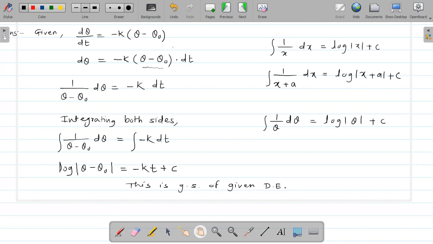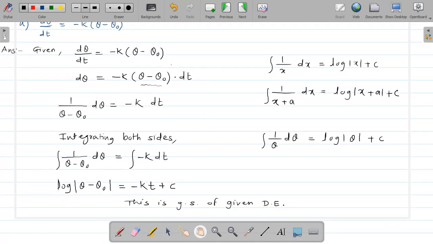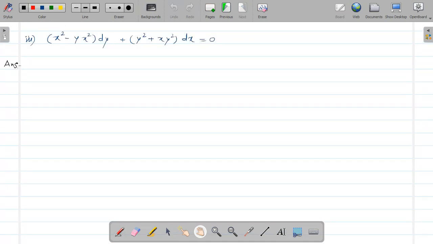Okay, so see how you will get the solution of a differential equation by the variable separable method. Now let us take the third example. The differential equation is given: (x² − y x²) dy + (y² + x y²) dx = 0. So I will write the given equation, that is (x² − y x²) dy + (y² + x y²) dx = 0.